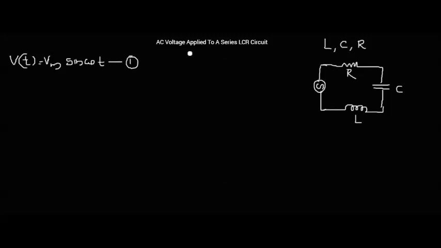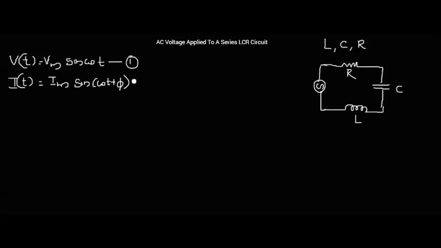Okay. And to get an expression for current using the phasor diagram method, first I am assuming a solution for current. That is, I am assuming a solution for current as I of t is equal to Im sin omega t plus phi.